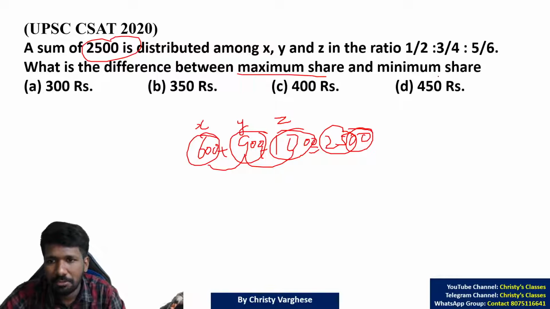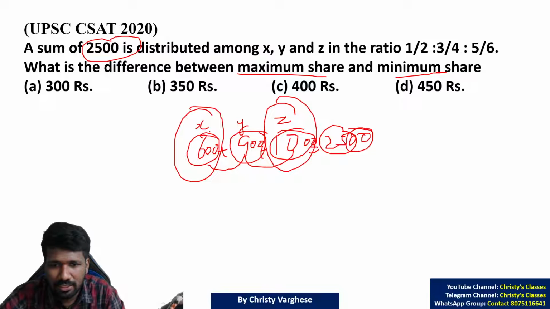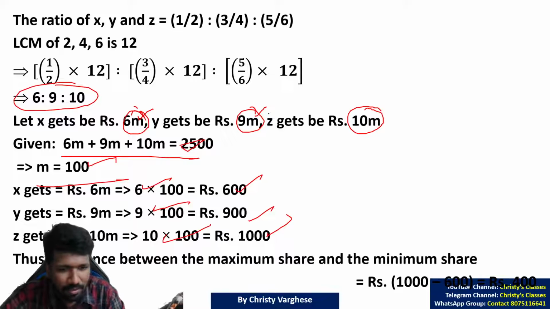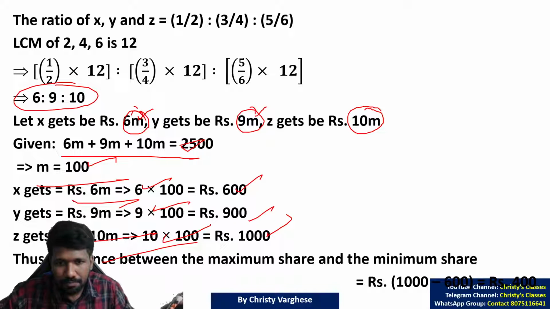Now tell maximum share, minimum share difference. Maximum share is of z and minimum share is of x. 1000 minus 600, 400 is the answer. Super easy, na? If you want to write steps, you can write steps like this. Not wrong, but it is time consuming.